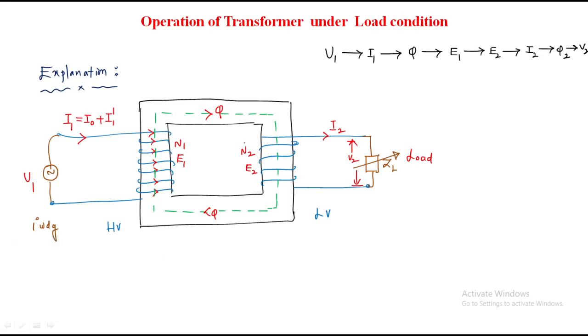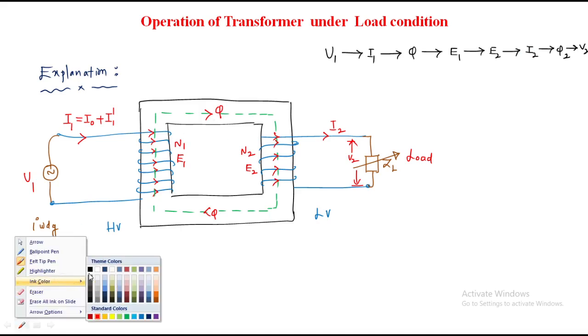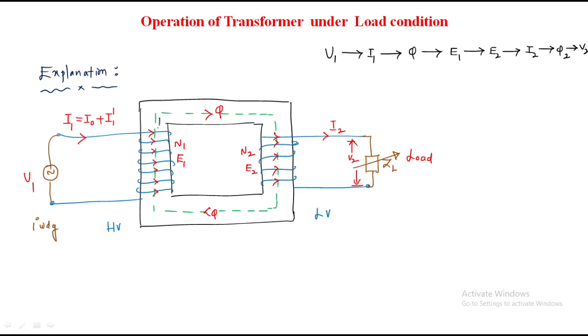What is the current direction of I2? This is the current direction, right? So by using the right hand thumb rule, what is the phi 2 direction? Which is opposite to phi, right? This is phi 2, this is phi. So obviously the resultant phi 2 should oppose the changes in phi. The resultant should oppose the changes in phi.